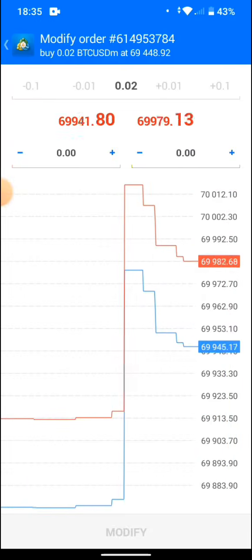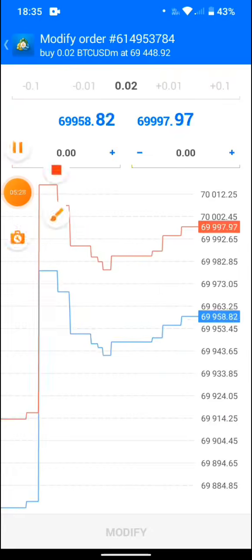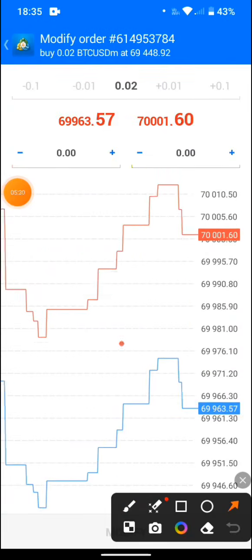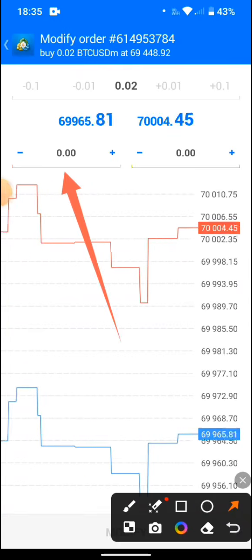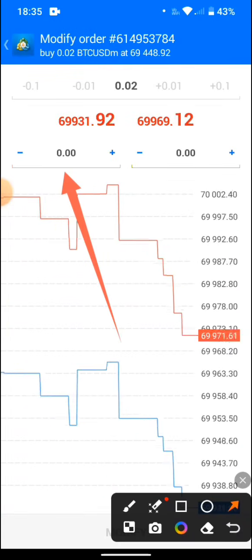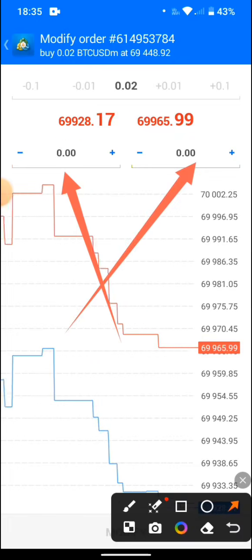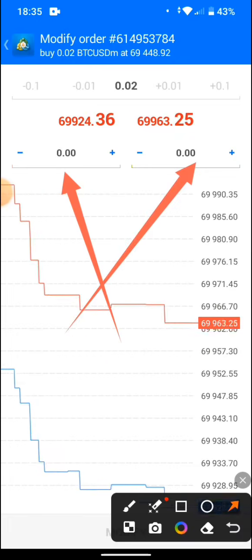You are seeing here we have two boxes. This one with the red is for your stop loss, the amount of money you are ready to lose. And this is your TP. You can set your TP here. Now, how do you know what to do to set your break even?